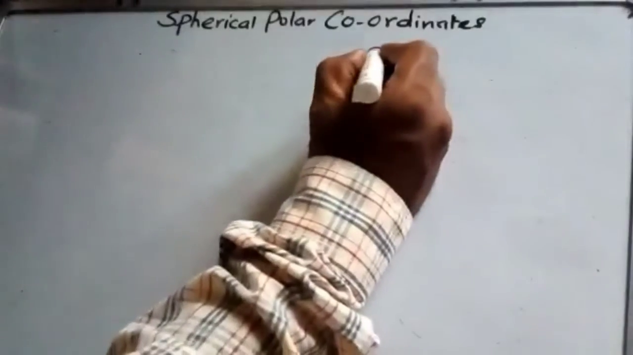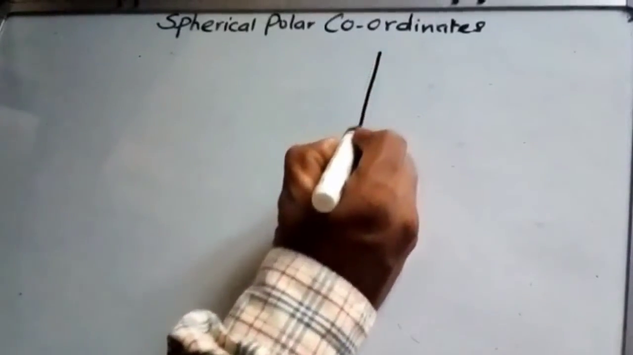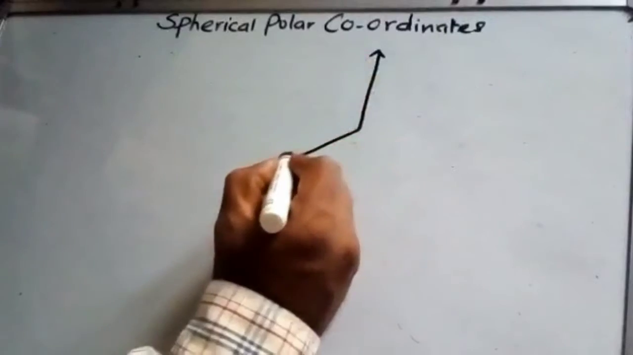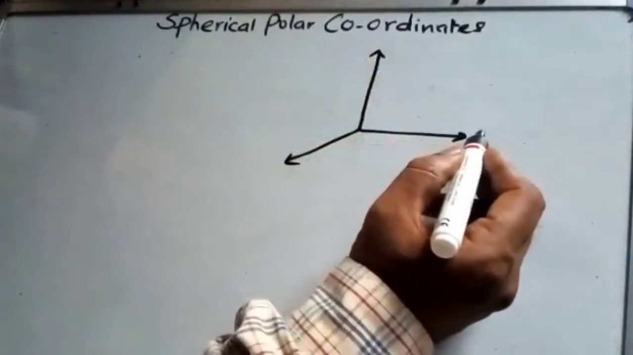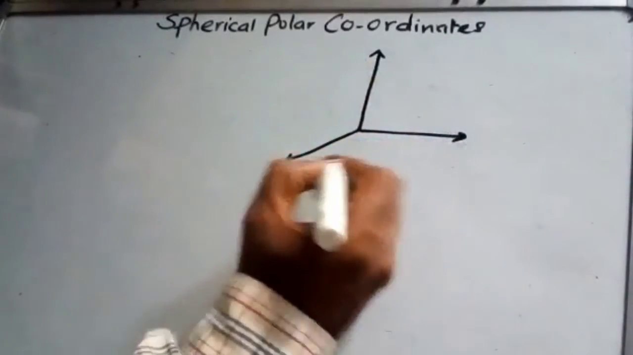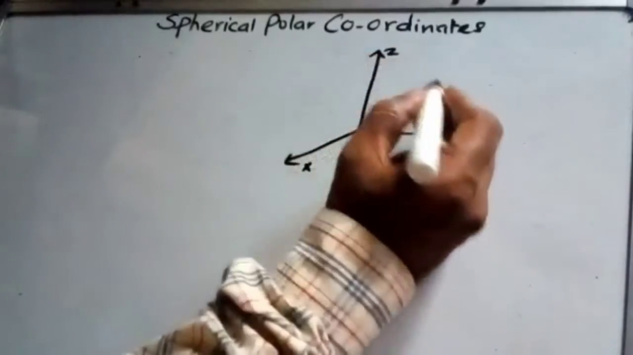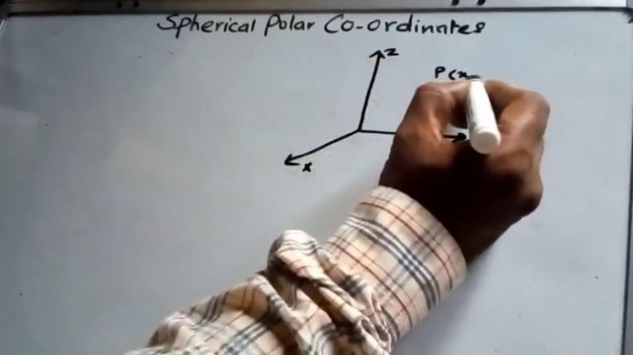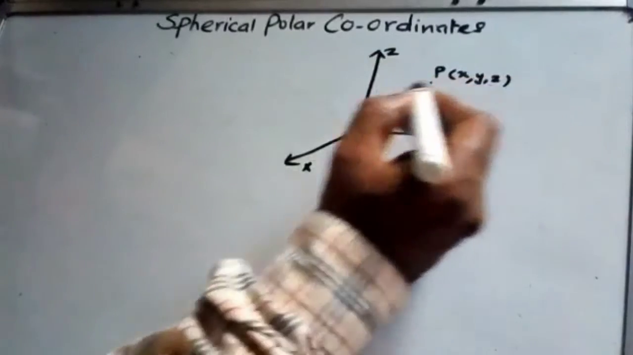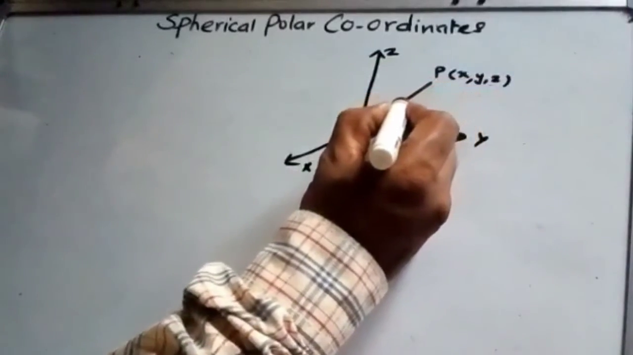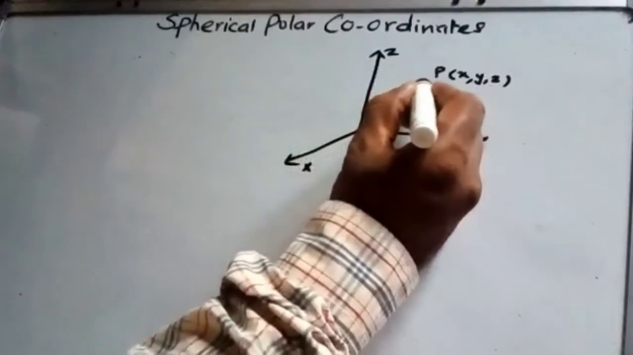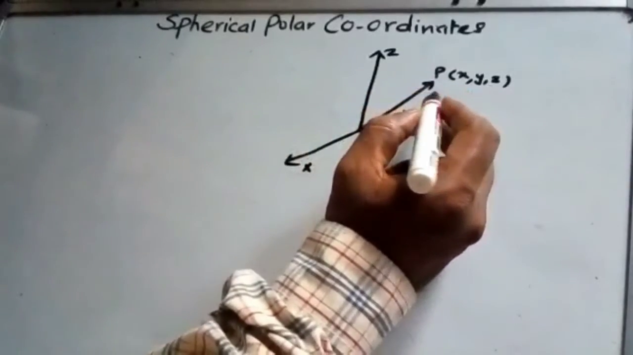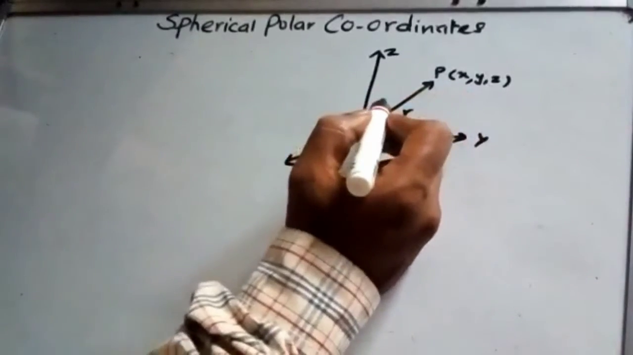Spherical polar coordinates. Consider three coordinate axes x, y and z. Consider the position P with respect to the three axes x, y, z. The position vector from the origin is r.